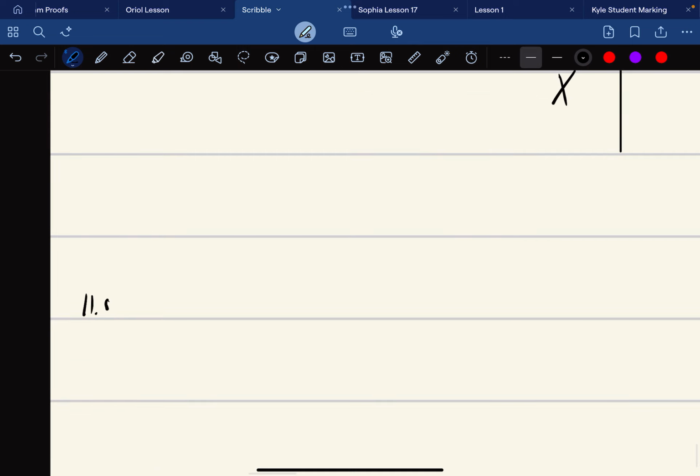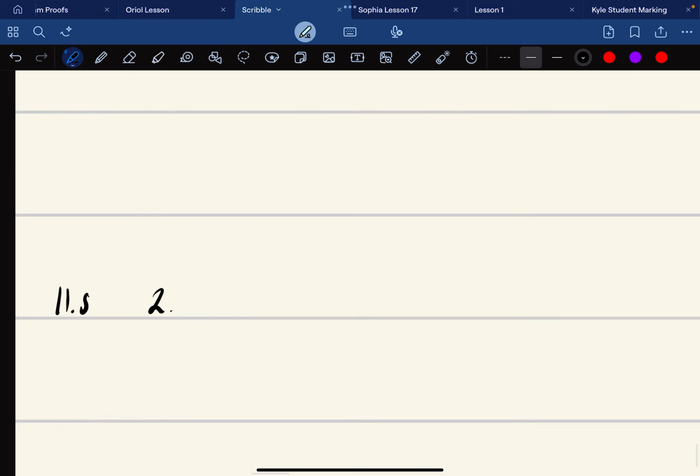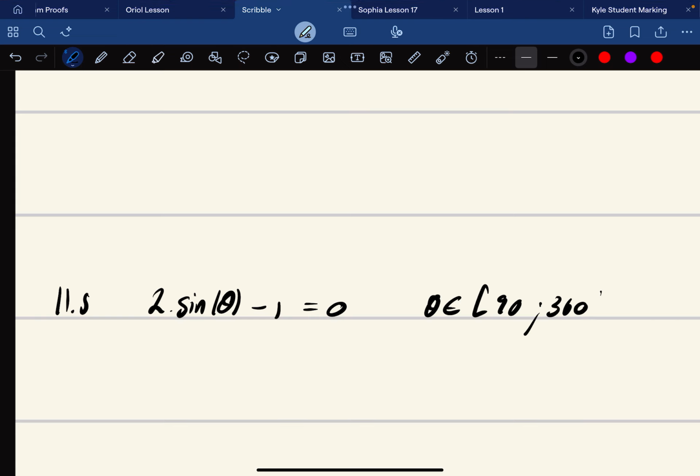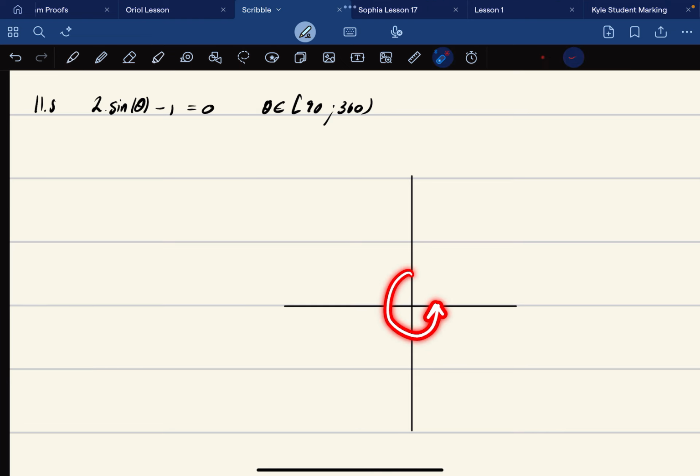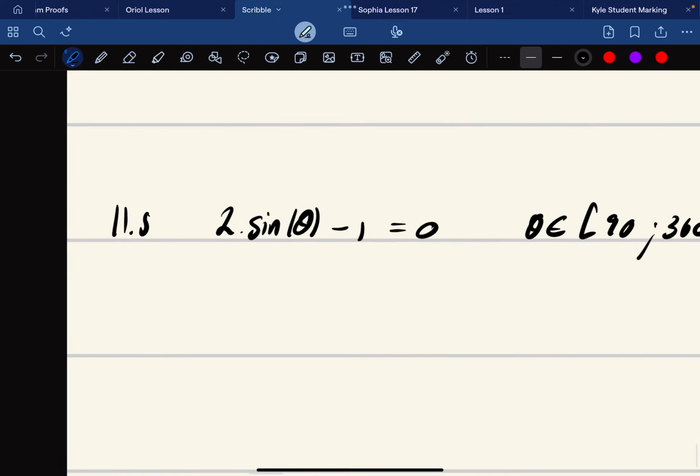So 11.5, they've told us 2 sine theta minus 1 is equal to 0, and theta is an element of 90 to 360. So we know, if we just draw our Cartesian plane here quickly, the angle is somewhere here, right? It's between 90 and 360. So we're not going to work in quadrant 1. That's the first thing.